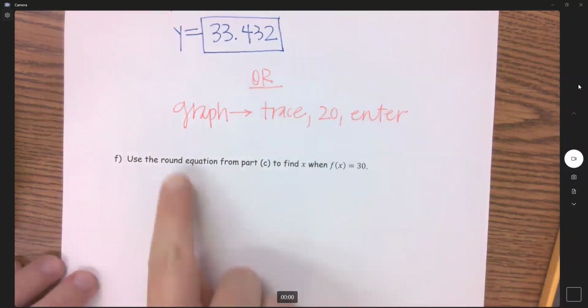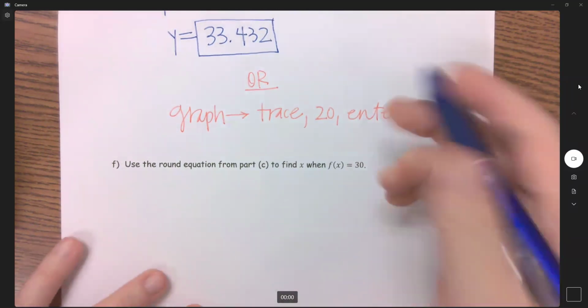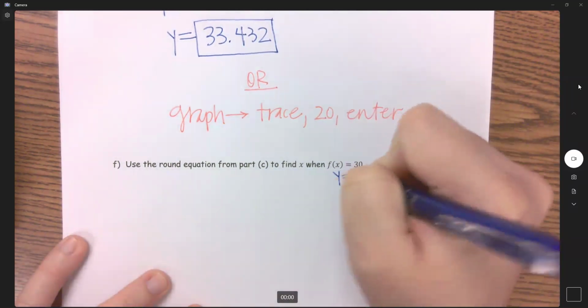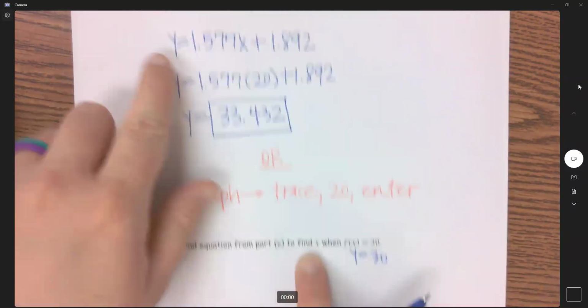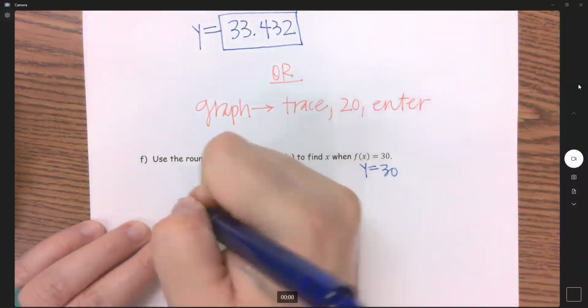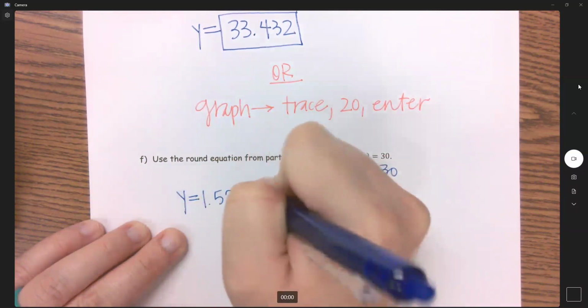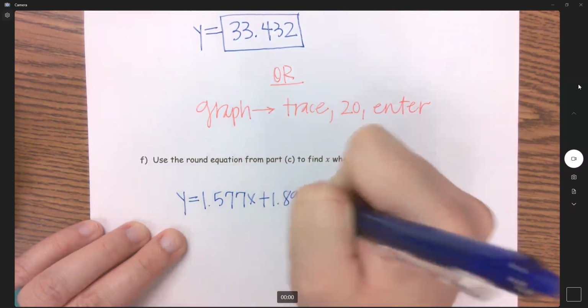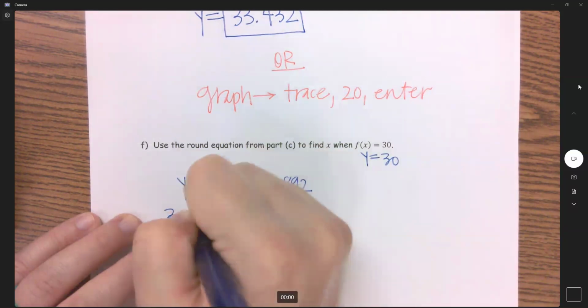Okay, part F, still using the rounded equation from part C. Find x when f of x equals 30. So f of x is just another name for y. So here they're telling us that our y equals 30. Find x. So now I'm putting 30 in here. And let's just go ahead and rewrite the equation. We got y equals, okay, here is my rounded equation. And now they're telling me 30 equals y.